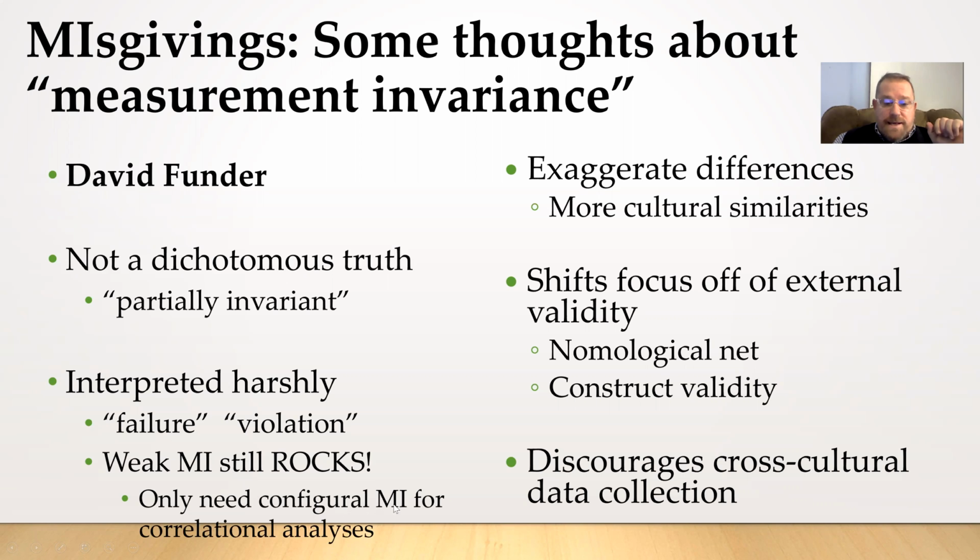You really only need configural measurement invariance, just the items loading onto the same factors, to really run correlational analyses. If you don't have metric or scalar or full uniqueness, that's okay. Maybe there's some difference in the exact numbers between those groups, but at least testing for configural, and usually if they test for configural, they also test for metric. But configural measurement invariance is probably enough for you to still run correlational analyses.